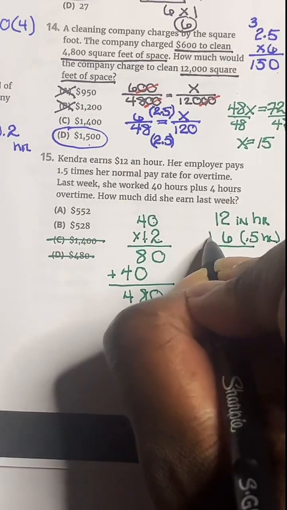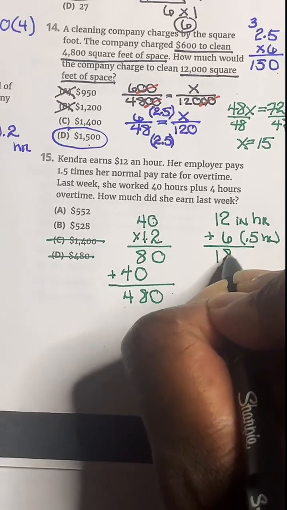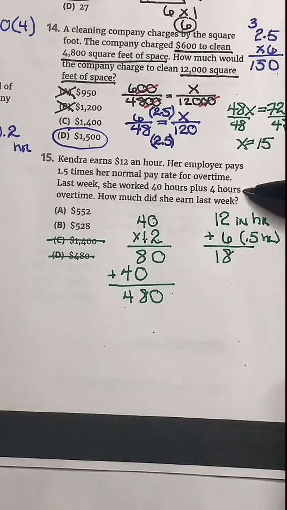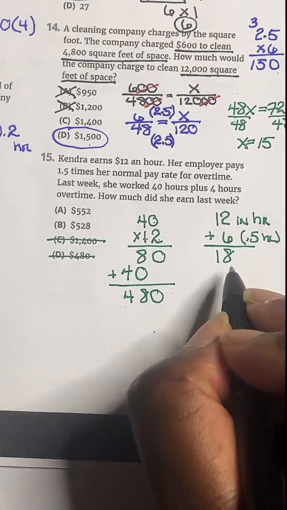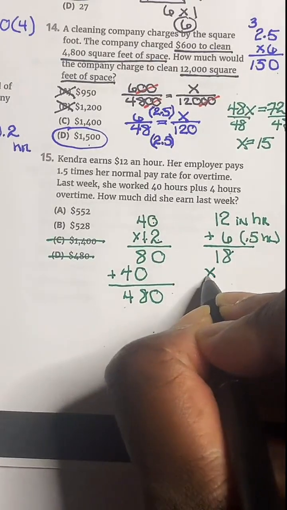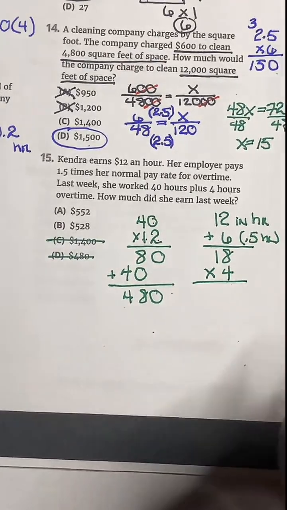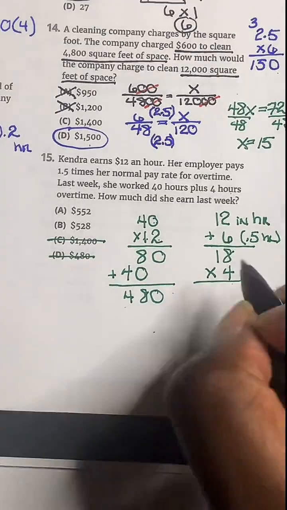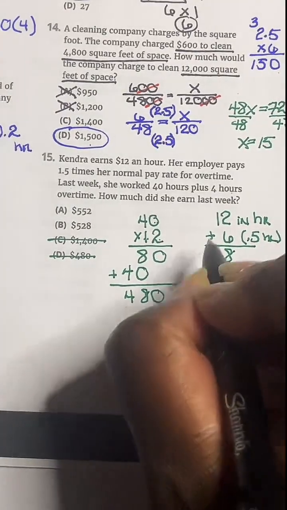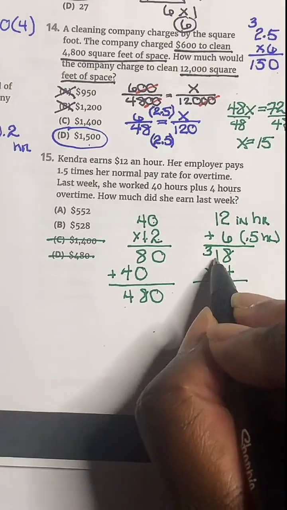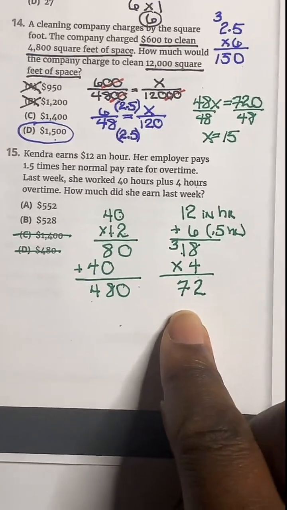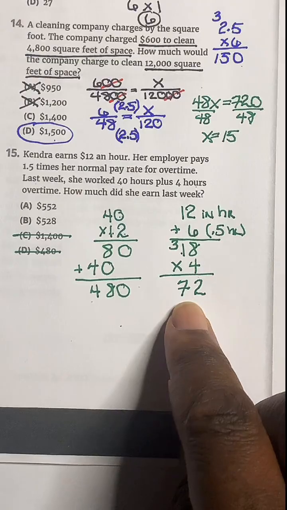So altogether, that is 18. So that's how much it's going to make for that overtime rate. And she worked for 4 hours. So that means I got to take that 18 and multiply that by 4. So I can figure out how much money she made in that 4-hour overtime. So 8 times 4 is 32. Carry the 3. Okay. 4 times 1 is 4 plus 3 gives me 7. So it's an additional $72 for just the overtime.